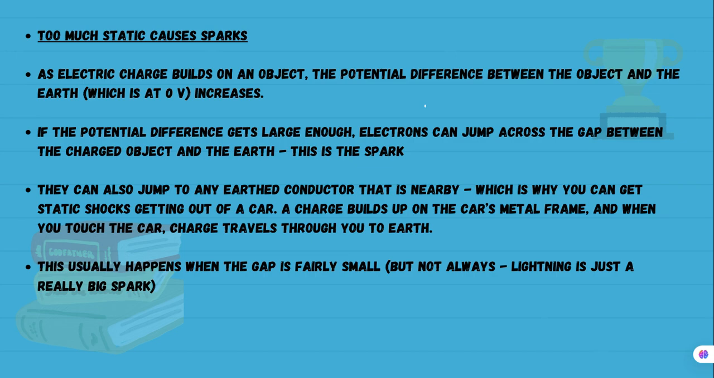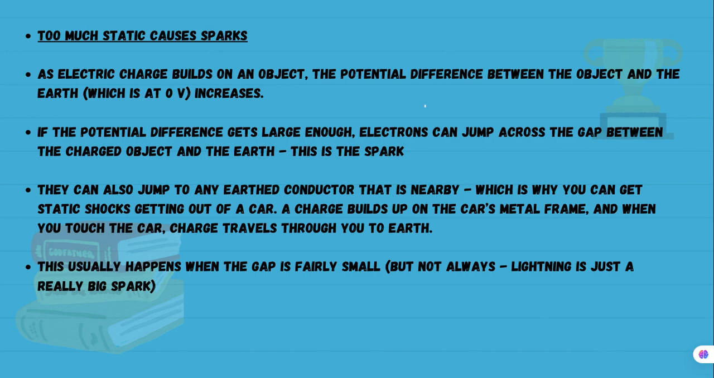Too much static causes sparks. As electric charge builds up on an object, the potential difference between the object and the earth, which is at 0 volts, increases. If the potential difference gets large enough, electrons can jump across the gap between the charged object and the earth. This is the spark.